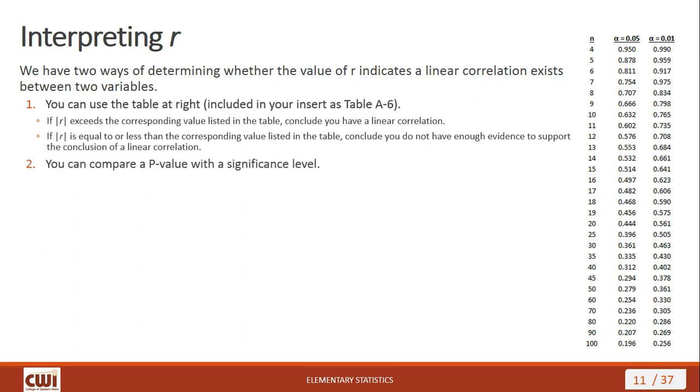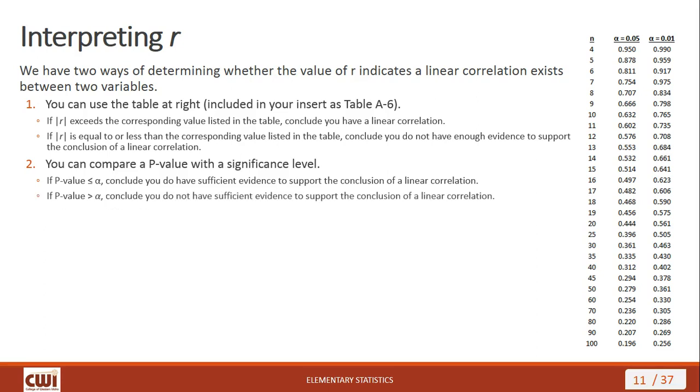The other way to determine whether a linear correlation exists is to use a p-value. So we can take a p-value and compare it with our significance level, as we've done previously. If the p-value can fit inside that alpha area, we conclude we do have sufficient evidence to support the conclusion of linear correlation. And where the p-value is greater than alpha, then we do not have sufficient evidence to support the conclusion of linear correlation.